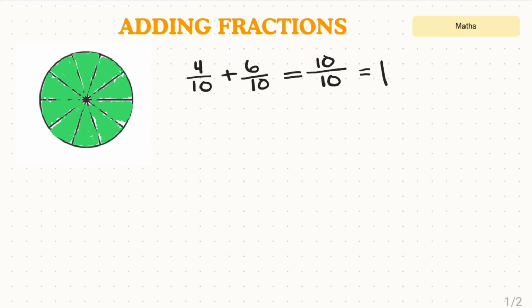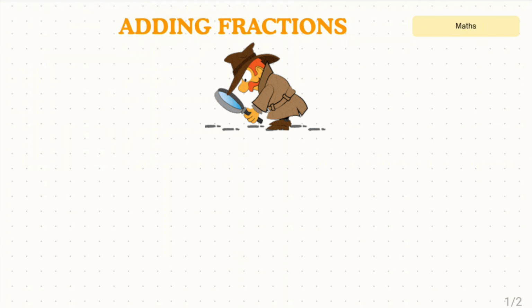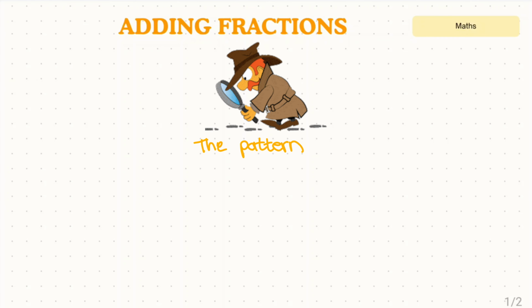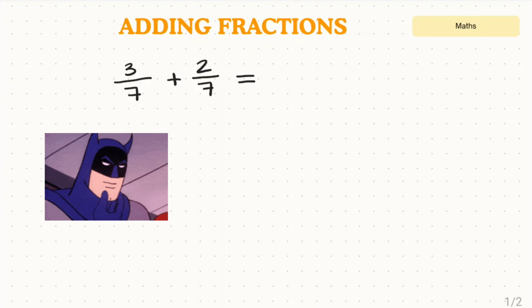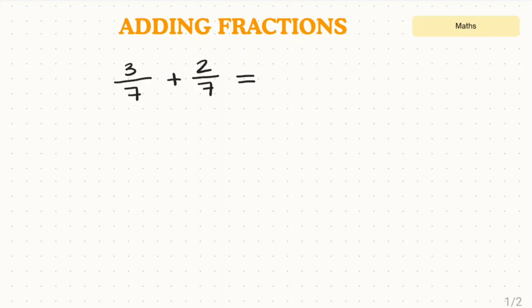So now I'm going to move on to an example without a visual cue. And I want to see if you can identify the pattern when it comes to adding fractions. So here I have 3 over 7 plus 2 over 7. Okay, so where do we start with this? We don't have any visual guide to help us get the answer. We can use our question to help us get the answer.